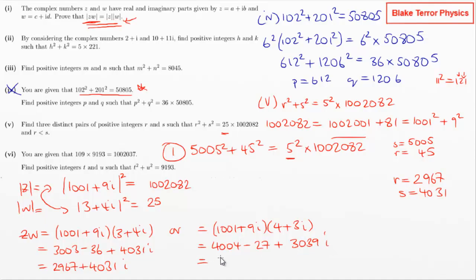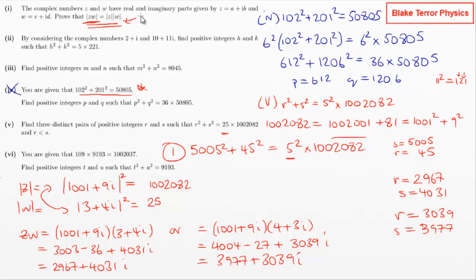Okay. So that is, take 23 off of there. So that's just going to be 3977 plus 3039i. So I could have R is 3039 and S is 3977. Okay, that was a bit more involved, but again, it wasn't that bad.